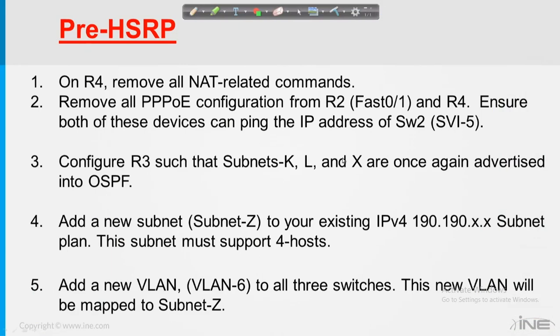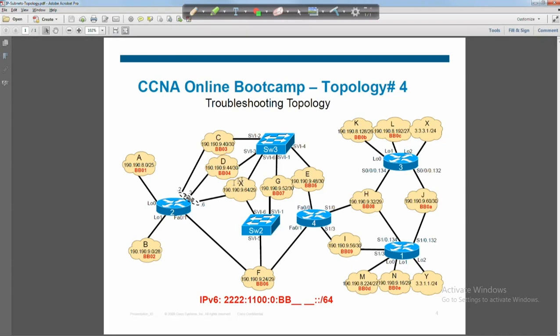Add a new subnet, subnet Z, to your existing IPv4 subnet plan. This subnet must support 4 hosts. Okay, and actually I've already done that in most of the things I've been showing you up until now. Well, this says subnet X. It should really say subnet Z. But right here, this is the new subnet. So this is the next available one, 9.64. And to support 4 hosts, it's got to be a /29.